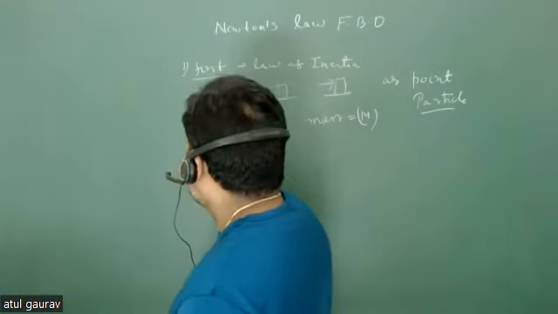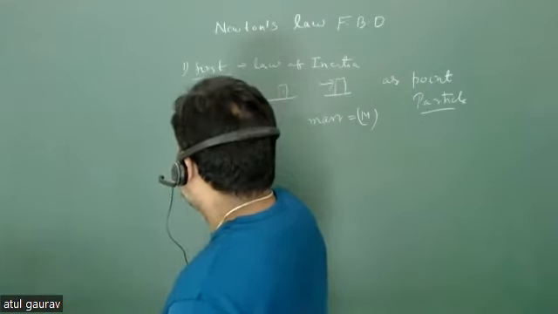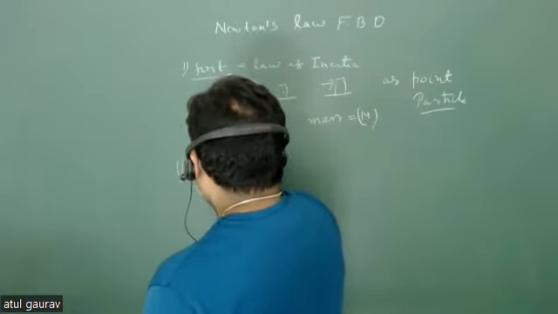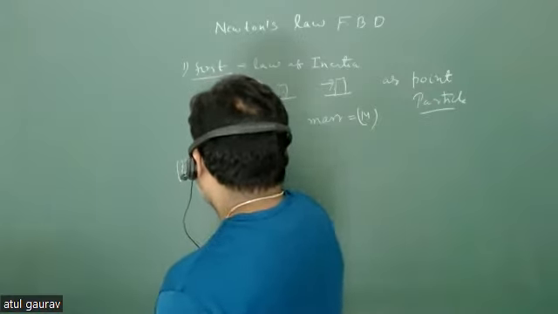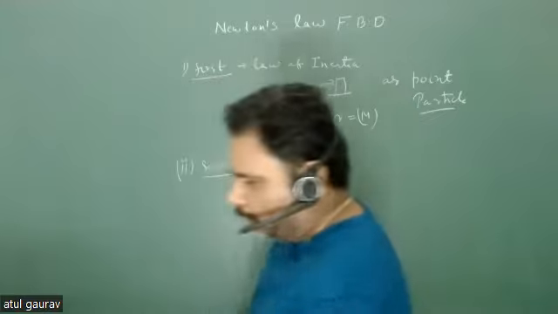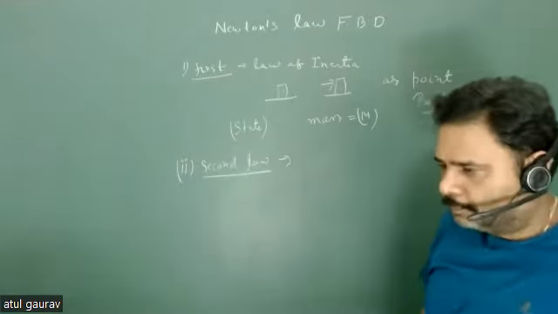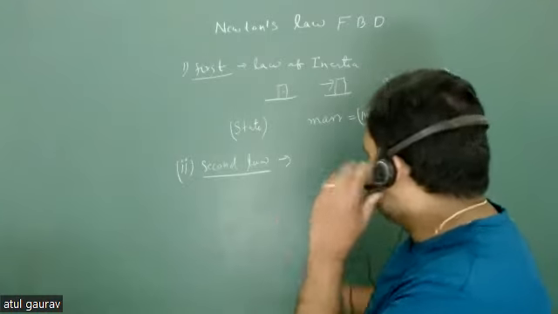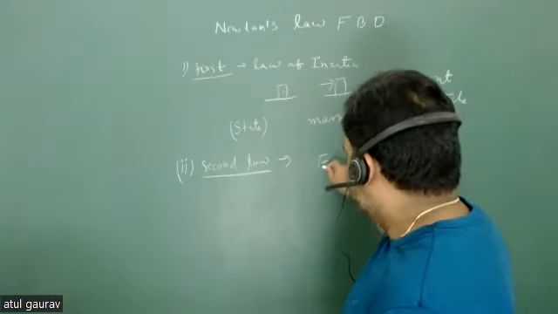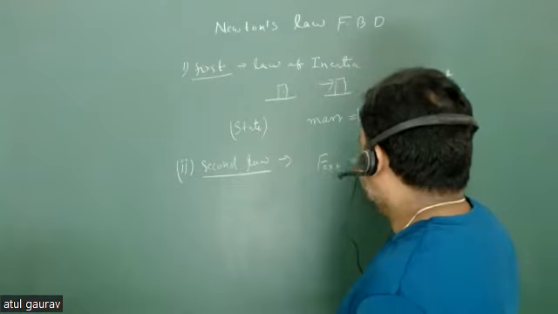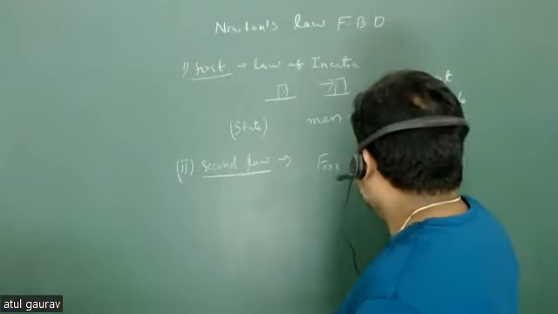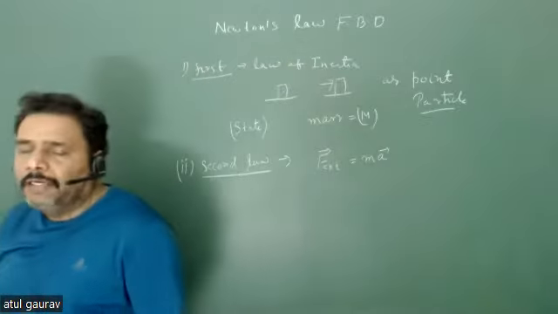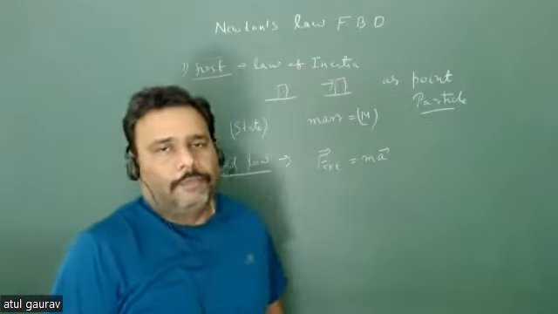Now let's go for the second law. This is very interesting. What is the second law? And this is very important also. Come on, tell me, what is the second law? Force law. F is equal to ma. Very good. So the second law will tell you that external force F is equal to ma, and this can be written in vector form. It's a very, very important thing.